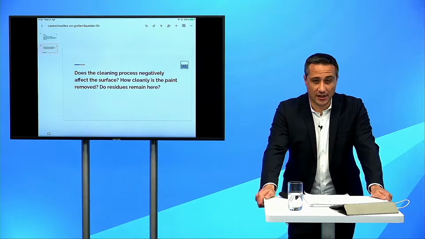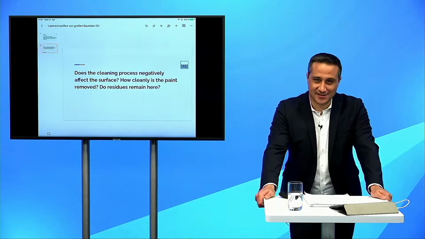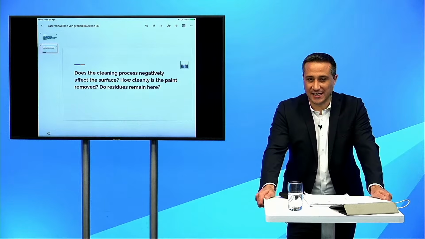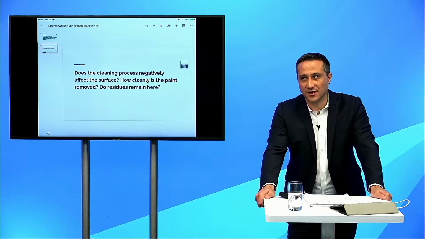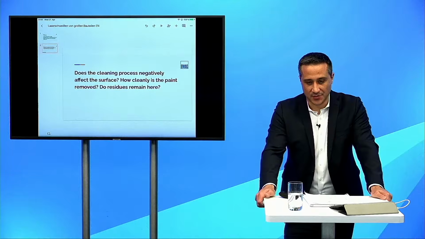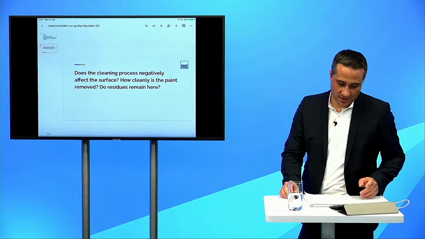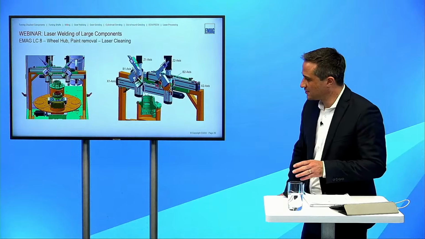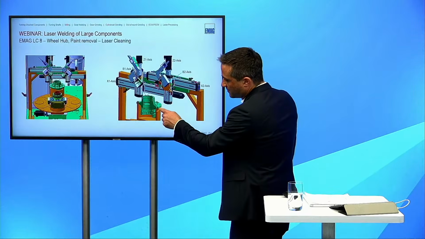So first of all, it is having indeed a negative effect if you are not able to hold a stable process. To give you a very good feeling, this is a very nice picture.